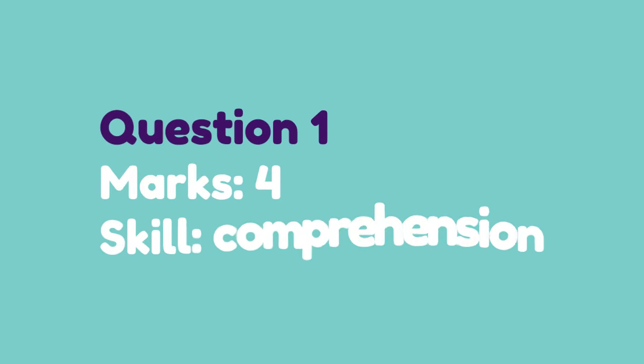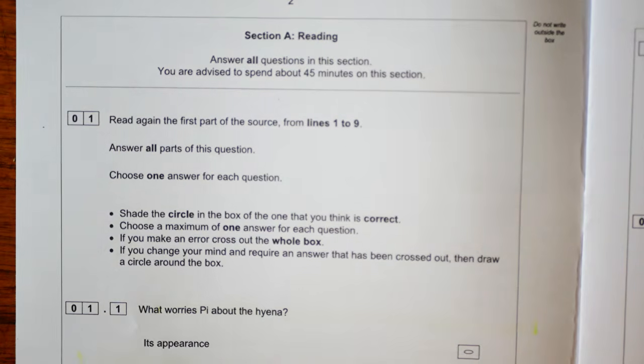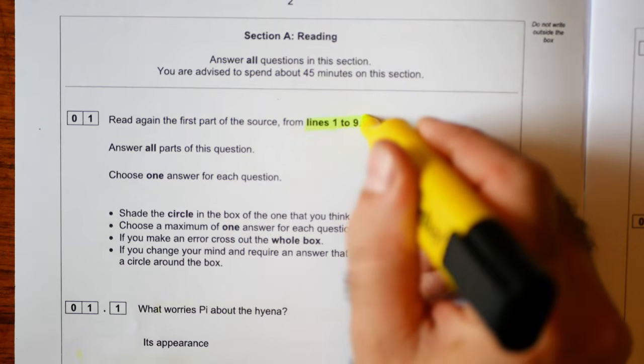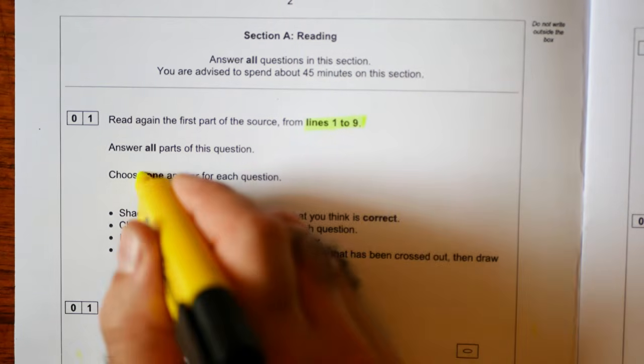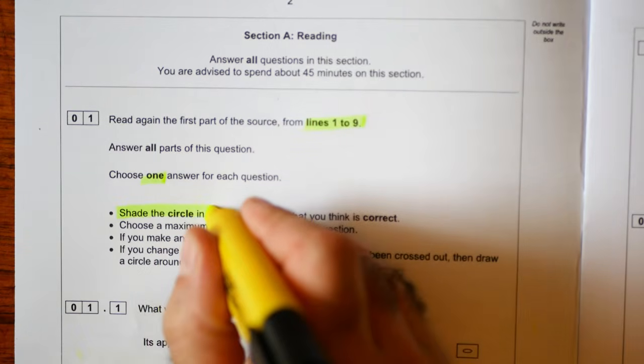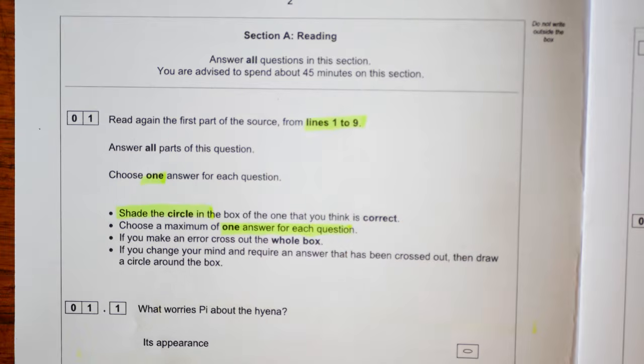Question 1 is worth 4 marks and tests you on the skill of comprehension. That's your basic understanding of the text. The question instructs you to look at a specific section of the source. In our example, this is lines 1 to 9. You are given 4 simple questions with 3 multiple choice answers. You should shade the circle in the box indicating the correct answer for each question.